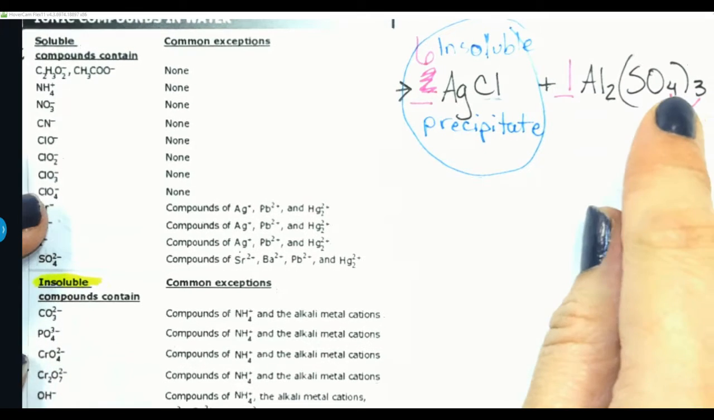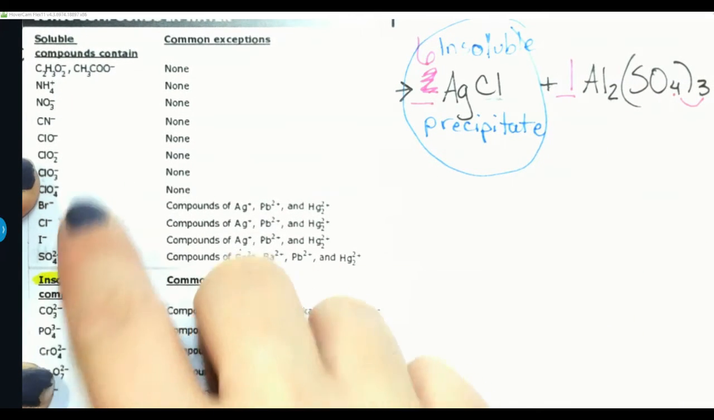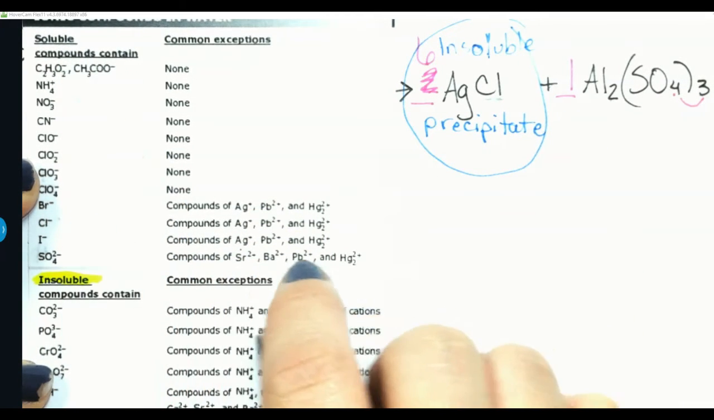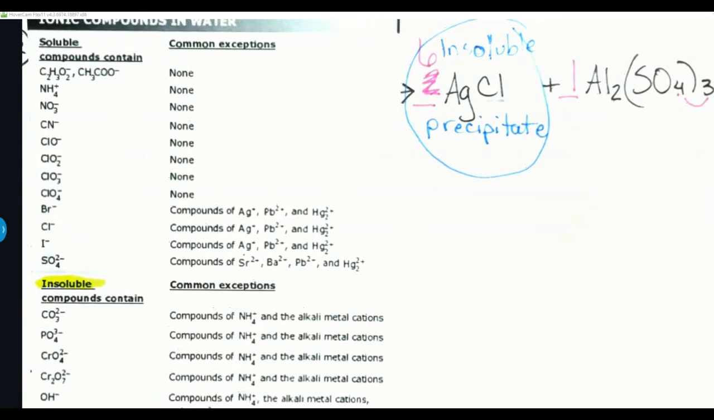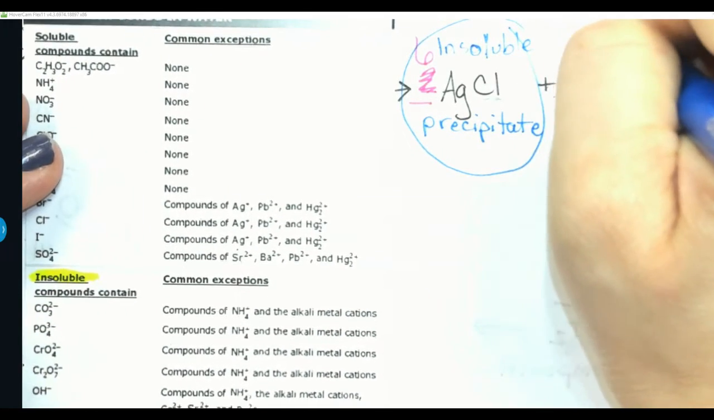You can see that sulfate here is soluble, and aluminum is not an exception. So this is a soluble compound, which is not the precipitate.